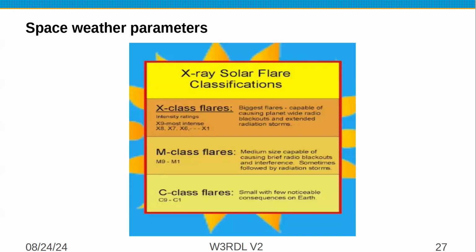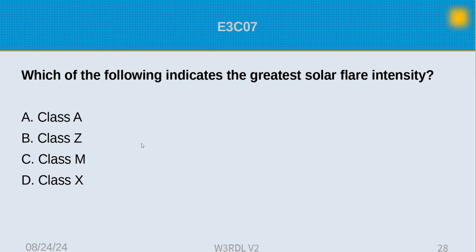So this shows for a C class, 1 through 9, they're considered small, not much effect. An M class can cause some radio blackouts and interference. An X class can take the planet-wide radio out, and I think also mess up power grid and stuff like that. Although it mostly affects electromagnetic waves. Which of the following indicates the greatest solar flare intensity? An X. An X9, I guess we're in deep doo-doo.